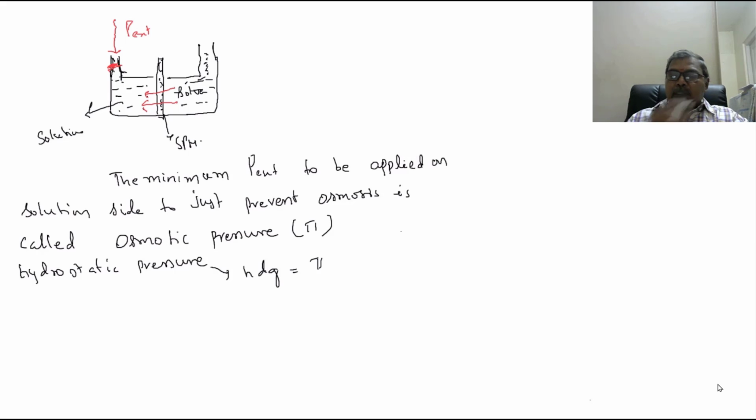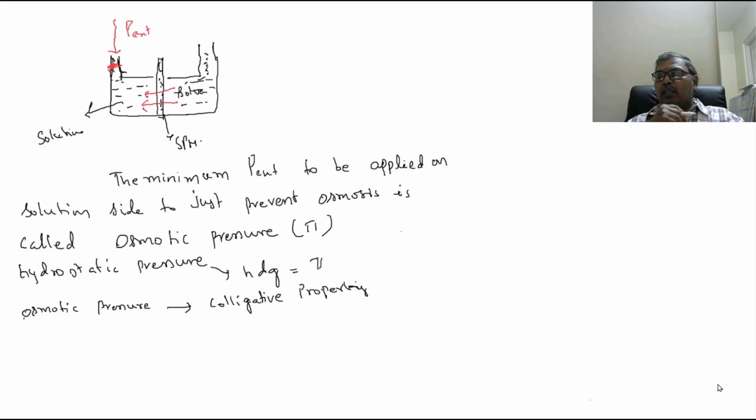Now, osmotic pressure is a colligative property. That means it depends only on the number of solute particles in the solution. So osmotic pressure is a colligative property.